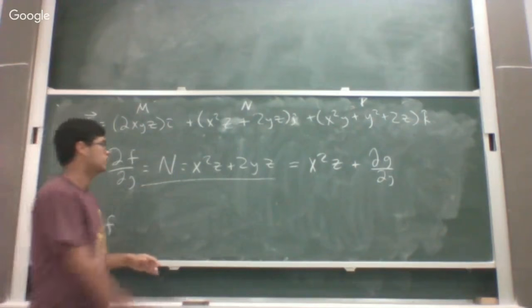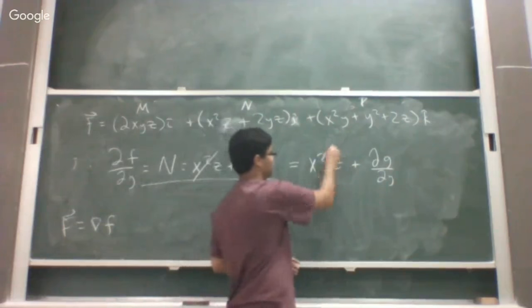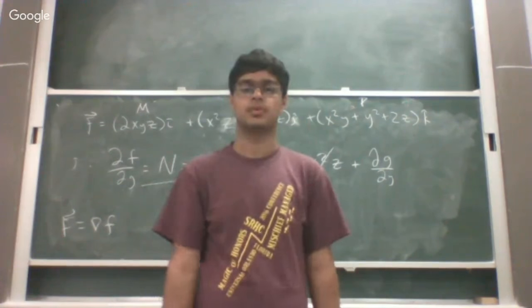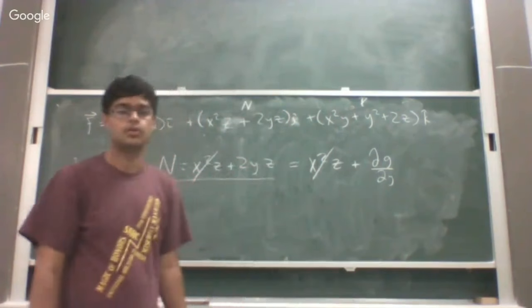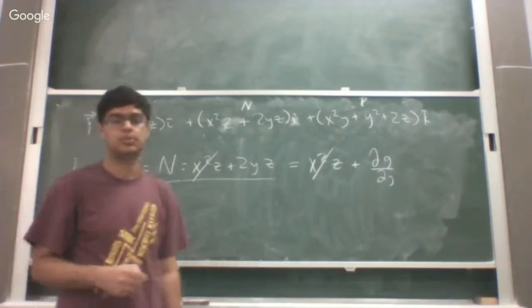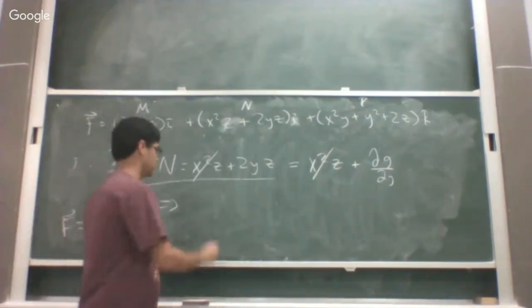So these terms cancel out, and we have the partial of g with respect to y. So now we can find g of yz essentially.